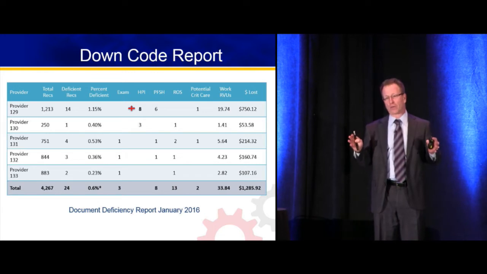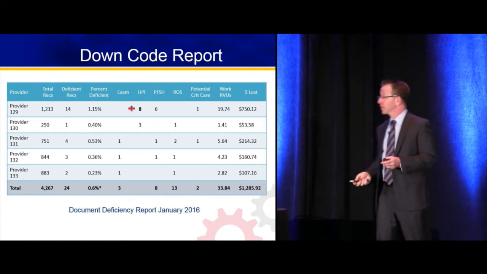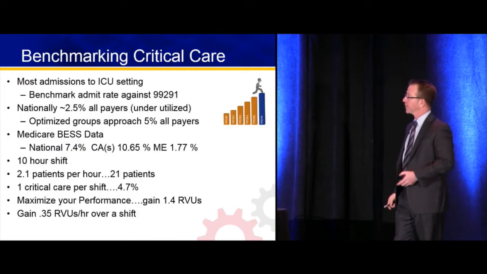91% of our RVU is coming from just those six codes. Average E&M, E&M distribution, and downcode report. Three reports for your department, they take about 5 minutes to look at, and you can get your arms around them. And then critical care.